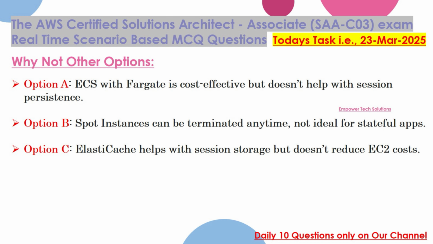Why not other options? Option A. ECS with Fargate is cost-effective but doesn't help with session persistence. Option B. Spot Instances can be terminated anytime, not ideal for stateful apps. Option C. ElastiCache helps with session storage but doesn't reduce EC2 costs.